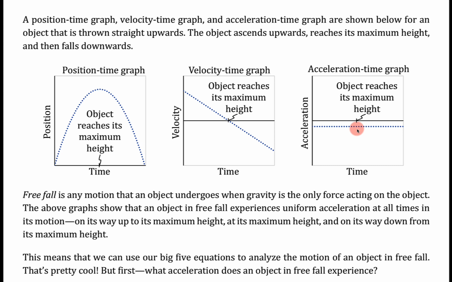So it's important to understand that whenever we throw an object straight upwards, it actually always experiences the same acceleration. It's a very common misconception for students to think that when an object reaches its maximum height, its acceleration is zero at that instant. But that's not the case. It is true that the object has a velocity of zero whenever it reaches its maximum height, but its acceleration is always the same.